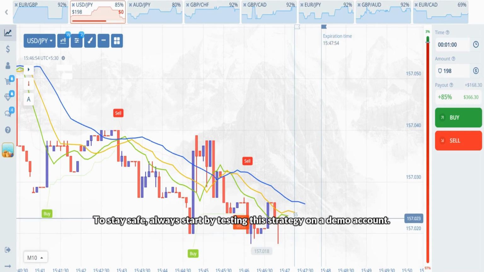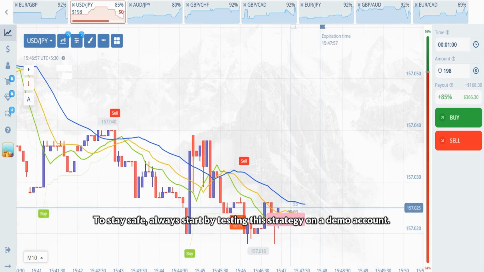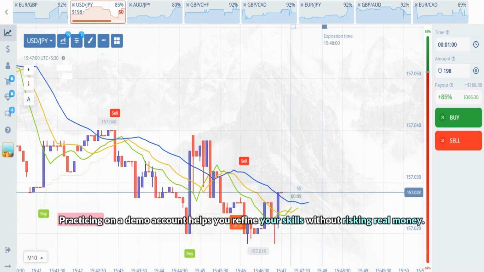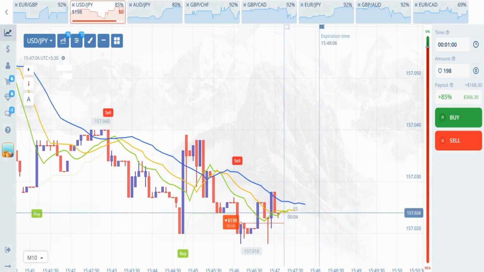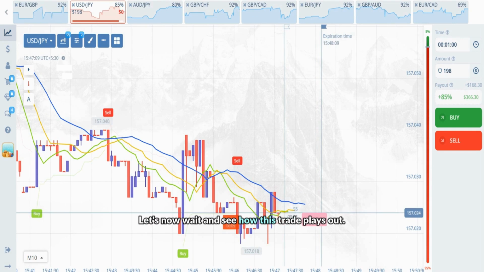To stay safe, always start by testing this strategy on a demo account. Practicing on a demo account helps you refine your skills without risking real money. Let's now wait and see how this trade plays out.